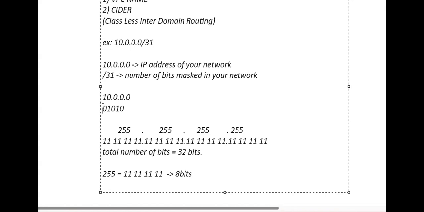Already 5 bits are completed. Another 6, 7, 8. So 8 bits are completed for 10. So we represented 10 only.